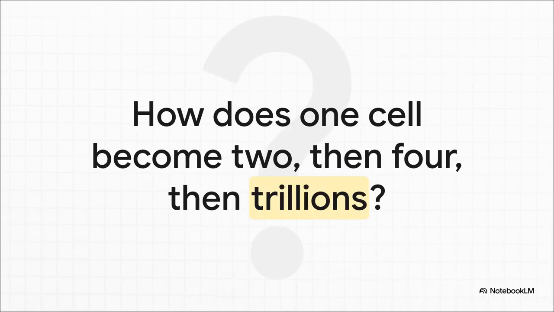Yeah, that's the big question, isn't it? For you to grow, for a cut on your skin to heal, your cells have to divide. But here's the catch. Before a cell can split in two, it has to make a perfect, complete copy of its entire instruction manual, all of its DNA. This way, each new cell gets the exact same blueprint to work from.